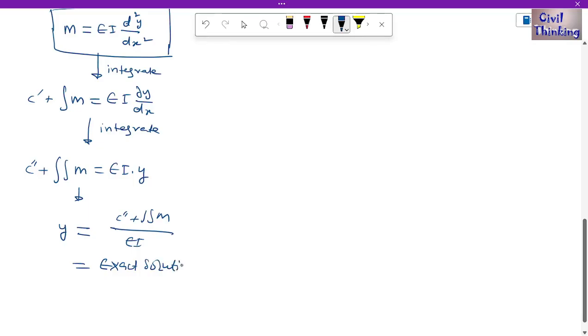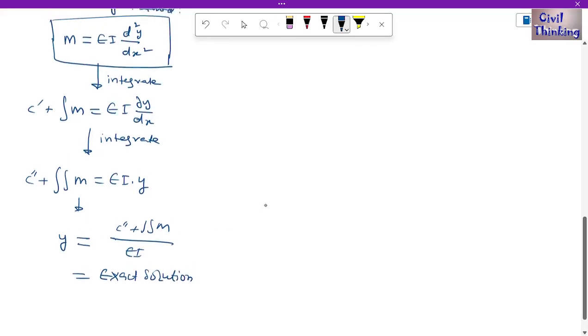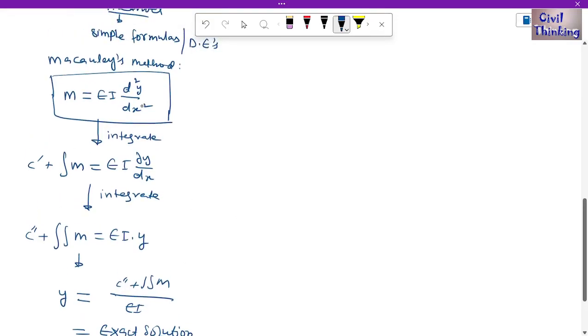Okay, this is the exact solution, right? This is our differential equation. Before actually manufacturing an engineering product, we have to solve these differential equations, because the behavior of these engineering products is determined by these differential equations.